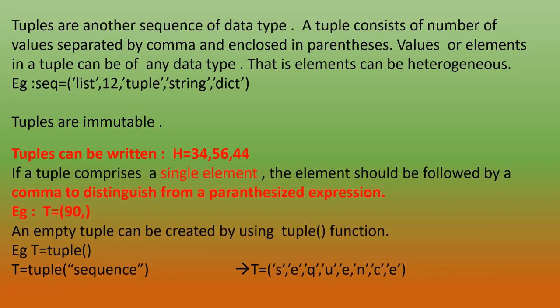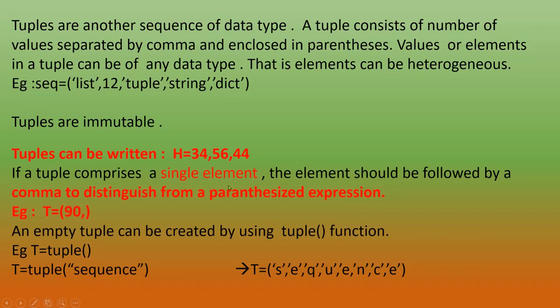And tuples are immutable. You can write a tuple in this way: H is equal to 34, 56, 44. That means multiple values are copied into a tuple named H. It is not a single value assignment. This is considered as a tuple. After assigning this, if you use type of H, the type of H will be tuple.